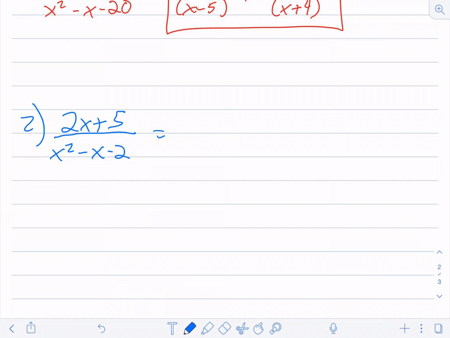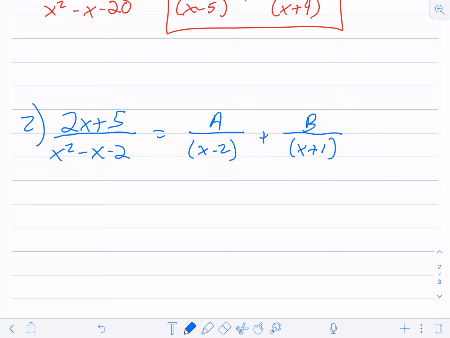So again, I want to break these down into, well, how many factors am I going to have? Well, again, I'm going to have 2 factors. So my factors are going to be x minus 2 and x plus 1, right? And I'm going to have, again, an a and a b here. So I want to figure out what 2 smaller rational expressions I can break this original problem down into.